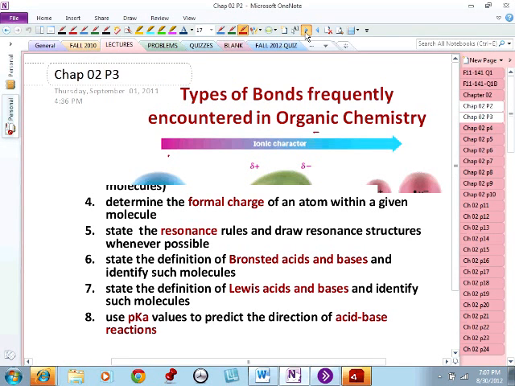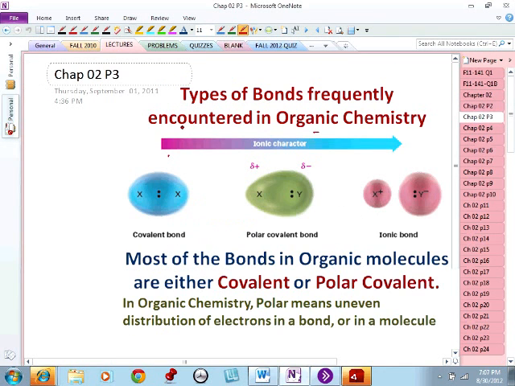Now, with respect to what we mean by polar covalent bond, we told you in chapter 1 that we have two types of bonding in organic chemistry. And what are those two types of bonding? Covalent and ionic. Okay. We actually did not tell you this complete story. We're going to find out there's somewhere in between the covalent and the ionic. There's another bond that we call a polar covalent bond.